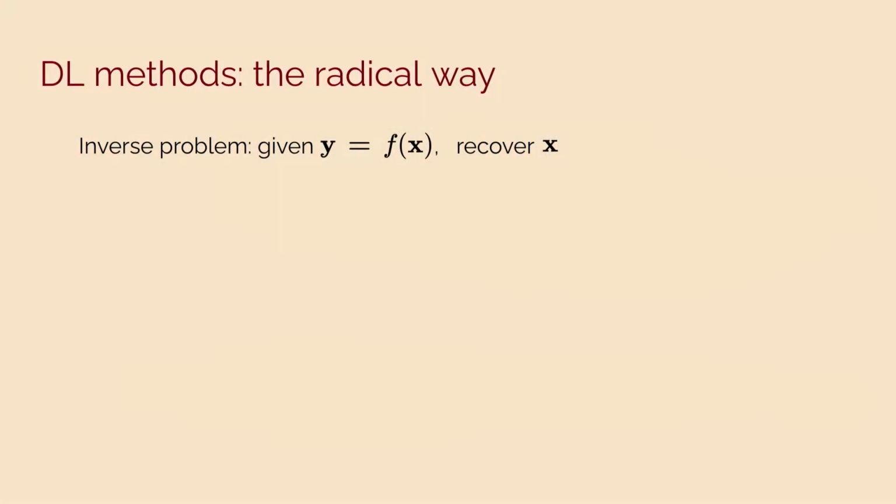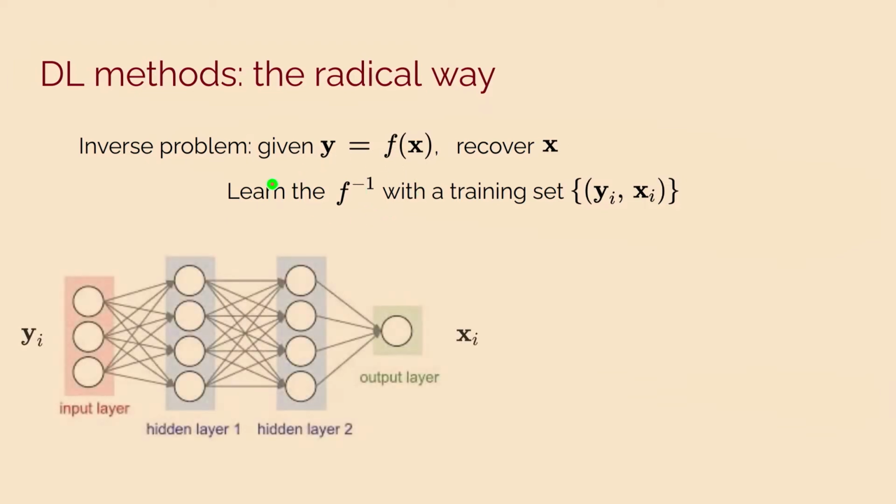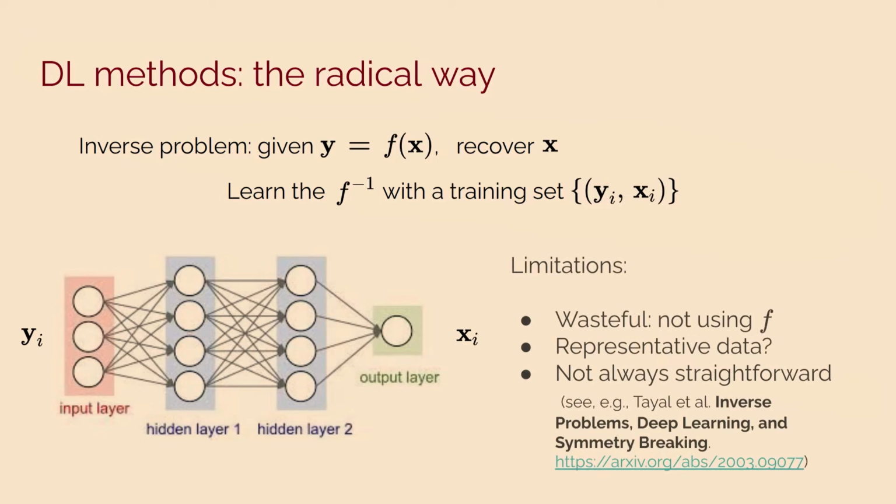I would roughly group deep learning methods for inverse problems into 3 groups. The first group, I call it the radical way, which we have seen a lot throughout the workshop. The radical way is basically we try to collect a large training set of X and Y pairs, and we use a neural network to approximate the inverse map. Which sounds very naive, very straightforward, but actually there are a lot of practical questions.